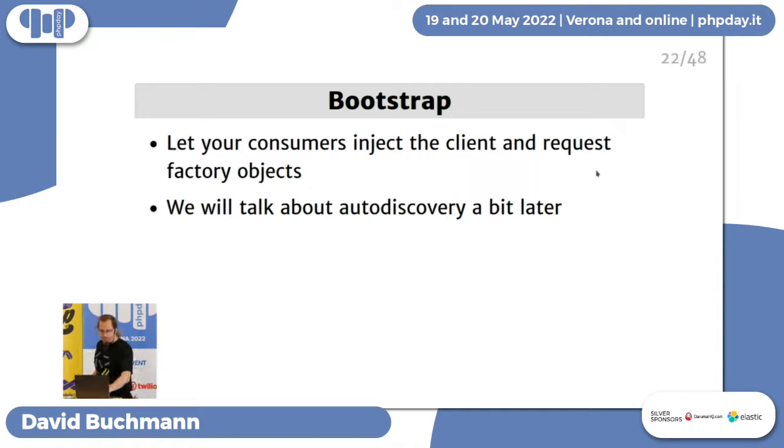And then a library using PSR-18 usually would be injected the client instance and the request factory created by the user of the library. There's a thing to do AutoDiscovery. I'm going to talk about that a bit later. I'm not a big fan of it, but it exists and I think it does have its uses.